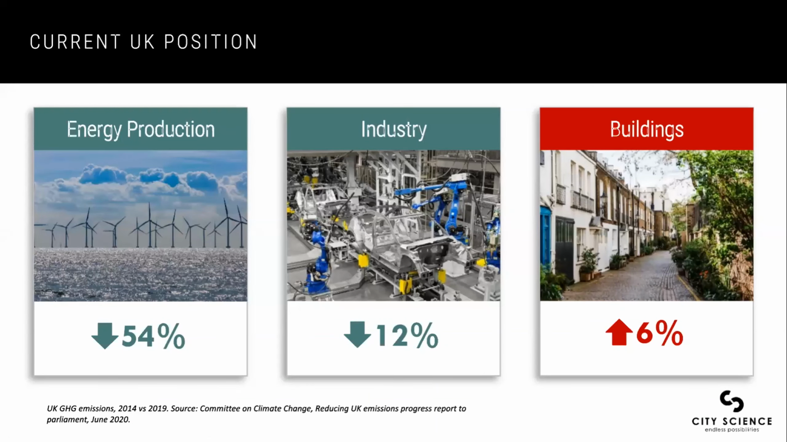For some context, as a landscape between 2014 and 2019, carbon emissions in energy production have decreased 54%, in industry have decreased 12%, but in buildings have increased 6%. The majority of energy used in commercial and domestic buildings is for space and water heating, and heating is the major obstacle for decarbonising buildings at scale.